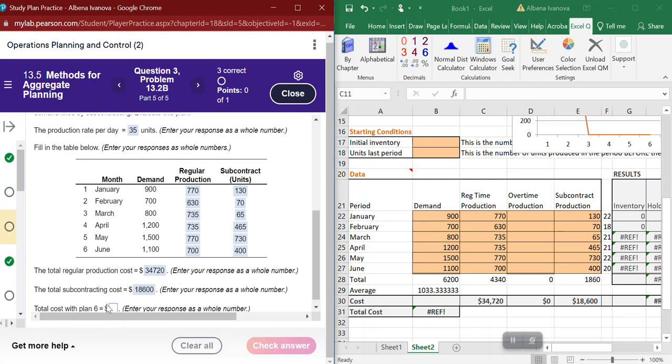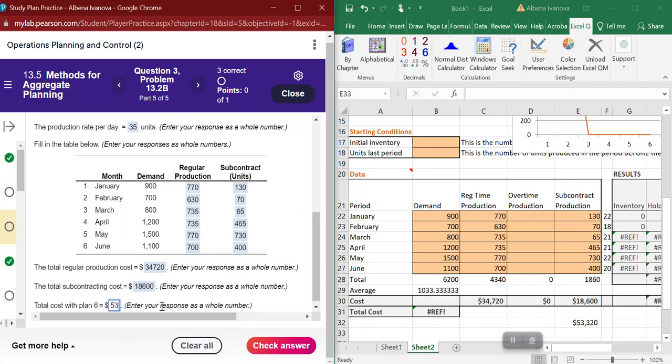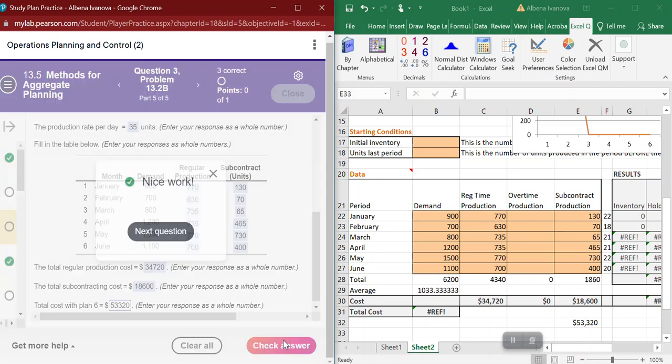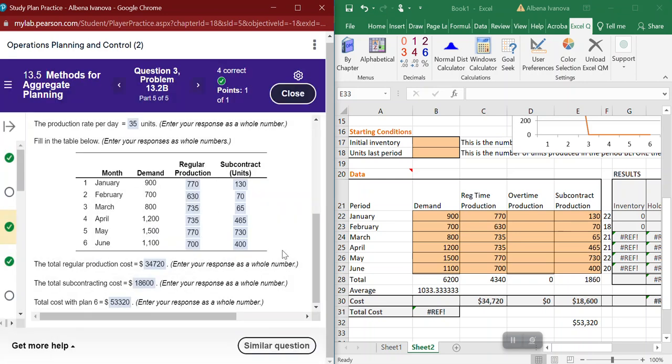So the total cost of this plan will be the sum of these two costs. And this is the solution to this plan.